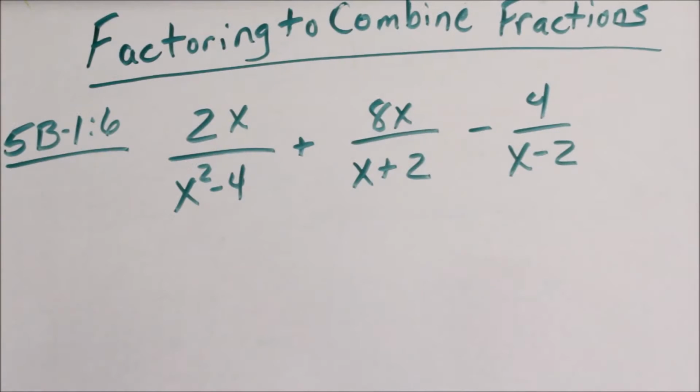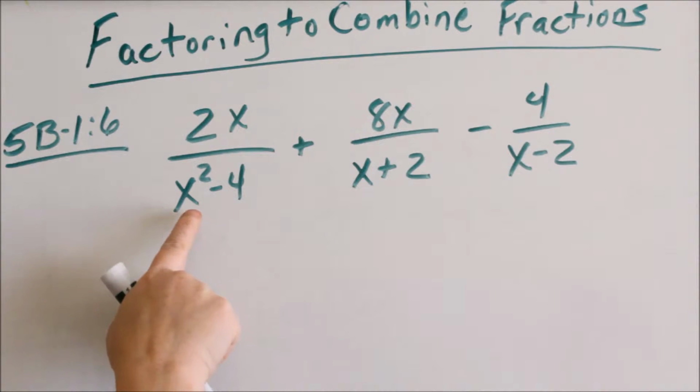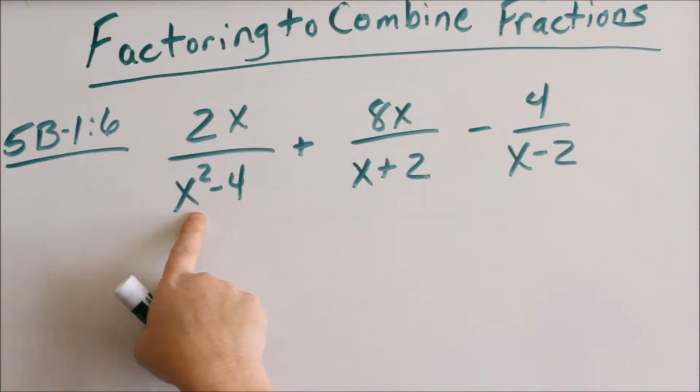Okay, now we're going to be using factoring to add fractions. Remember, when you add fractions, you have to have a common denominator. We're on 5B1, number 6, and we have this problem right here. You have to have a common denominator. Before you do that, factor any denominators you can. It will help you to see what your common denominator will be.